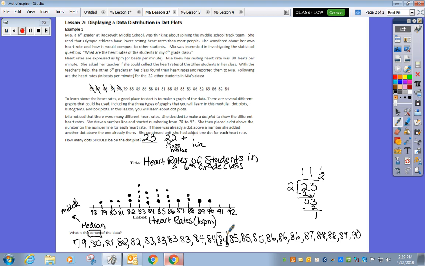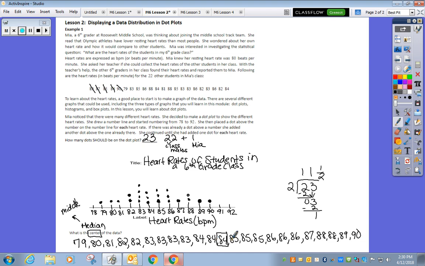If you want to stop to check, what this means is if this is the median, on either side of that median, there should be the same number of numbers. So if I count, I have 1, 2, 3, 4, 5, 6, 7, 8, 9, 10, 11 over here. And then on the other side of 84, I have 1, 2, 3, 4, 5, 6, 7, 8, 9, 10, 11. Okay, so on either side, so that is my middle, that 84, the median.